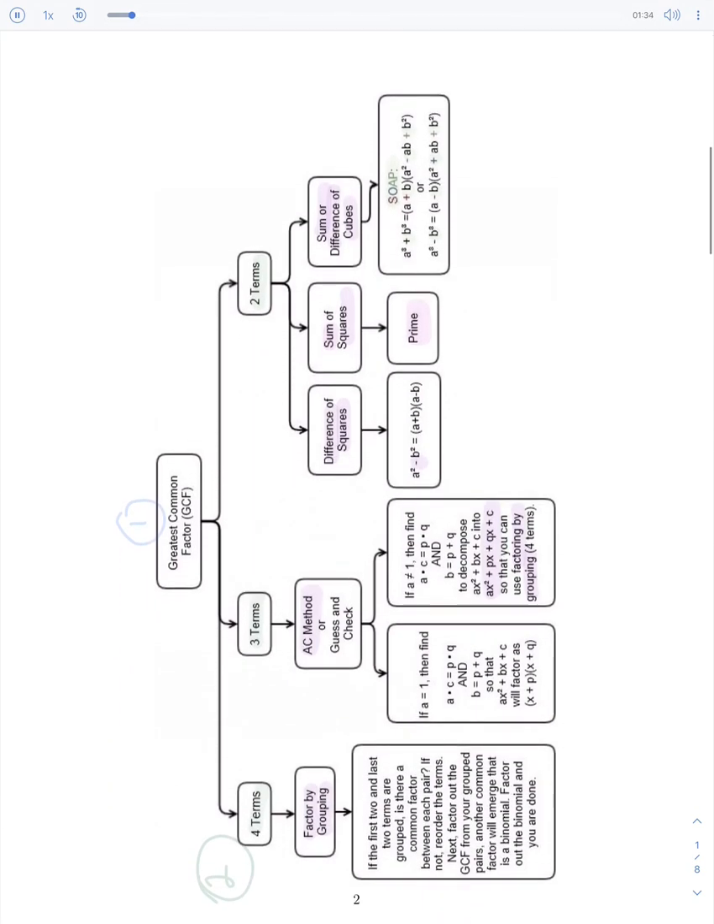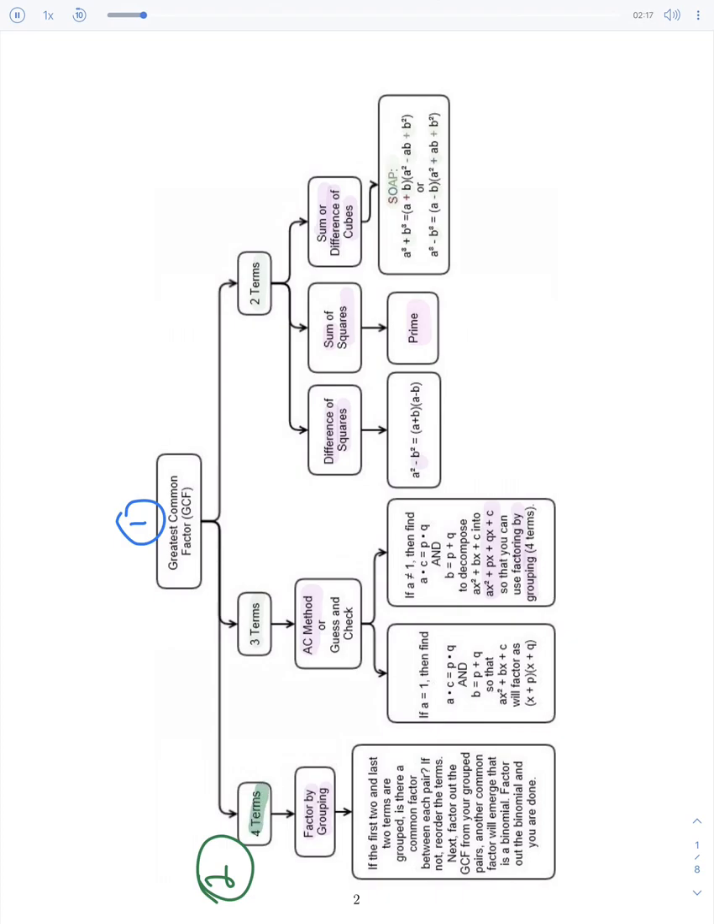However, I think the best way to look at this is the following flowchart. The flowchart says, start at the top. No matter what, the first thing that you should always be looking for is your greatest common factor. No matter how many terms you have, the first thing you always want to look for is, what do my pieces have in common, and factor it out. Now, after you've pulled out a greatest common factor, it does not necessarily mean you are done. Your second step is going to be based on how many pieces you actually have.